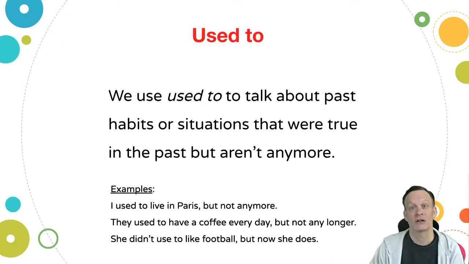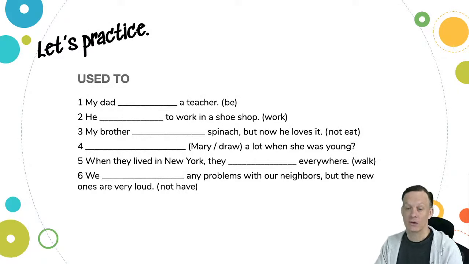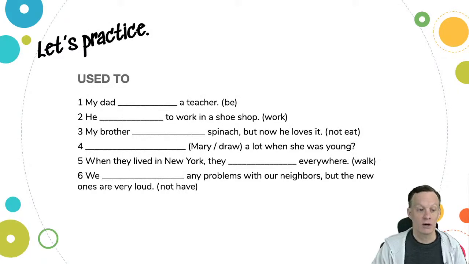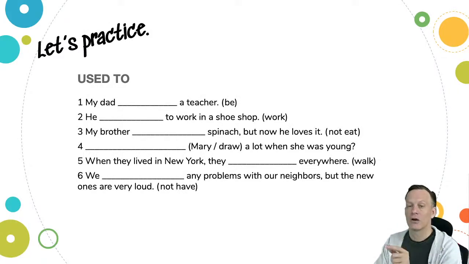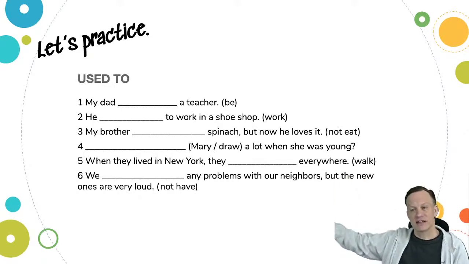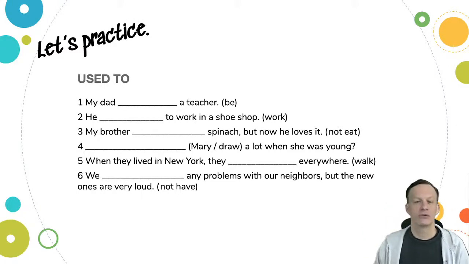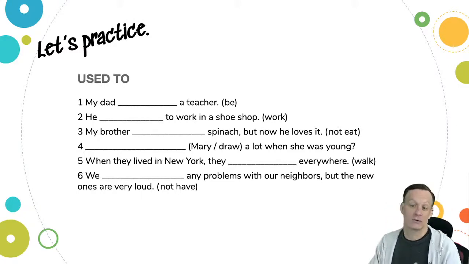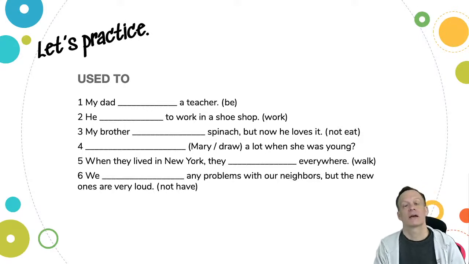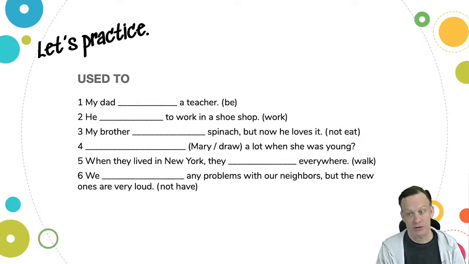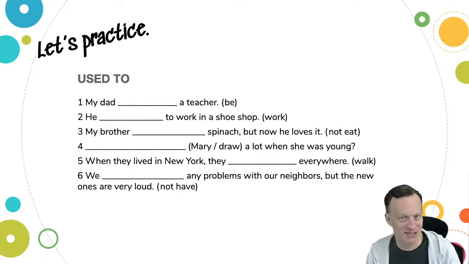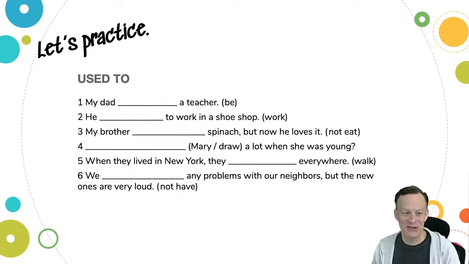Let's have a little practice. So, here again we go. Hello, Christian. Here we go with used to. I give you the verb at the end of the sentence. I want you to write the answer to the sentence about past habits and past situations. So, feel free to dive in. I hope you can read this. Okay, it's not too small. And we can go ahead.